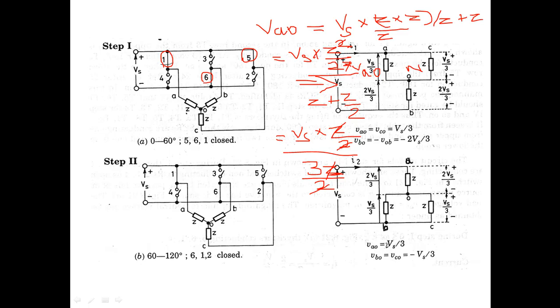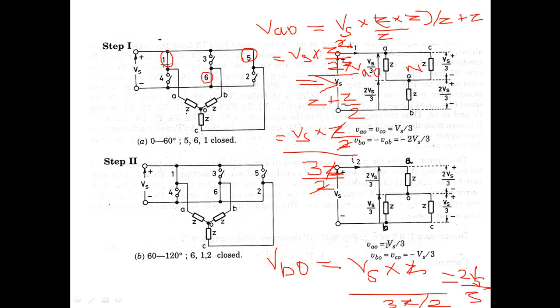Similarly, we can measure the voltage across B, that is VB0 is equal to the total voltage Vs into the impedance Z, divided by the total impedance, which will be Z plus Z by 2, that is 3Z by 2. Here the Z will get cancelled, so we will get 2 Vs by 3.